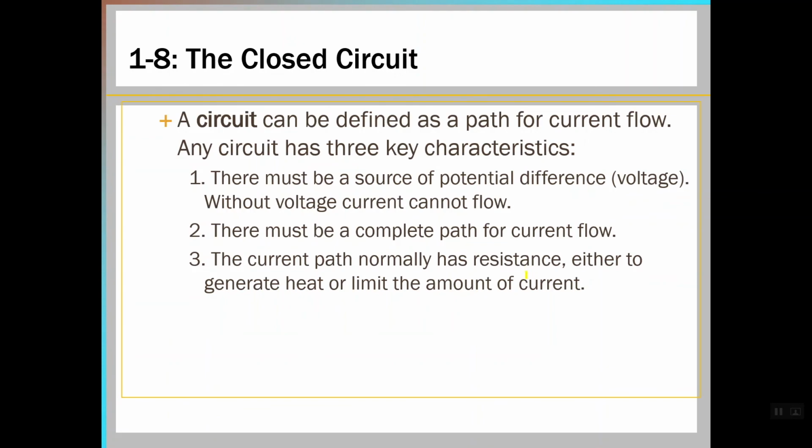Now let's put them all together. When you put them all together, you get a circuit. And we start with these three components simply because we have to have all three of these present to have a complete circuit. There has to be a voltage source. We have to have current flow, or a path for the current. And there has to be some kind of resistance or a load. We'll call that a load down the road.